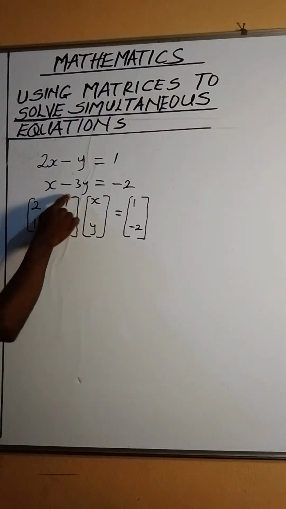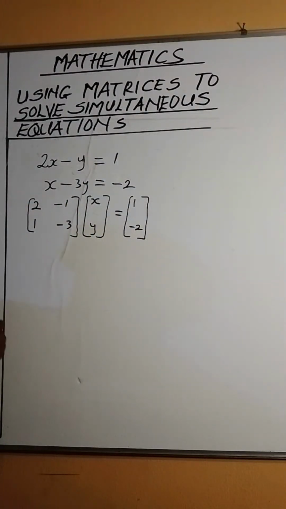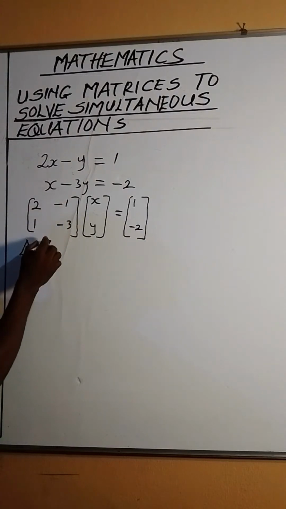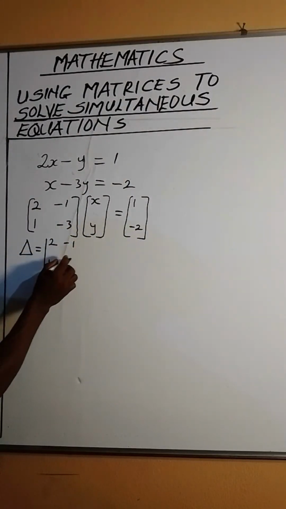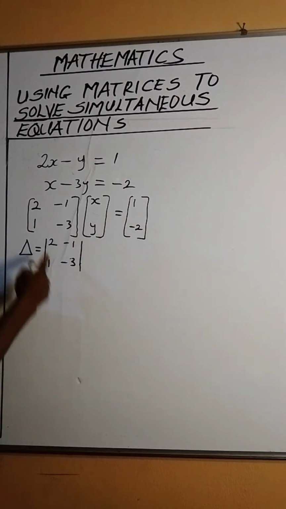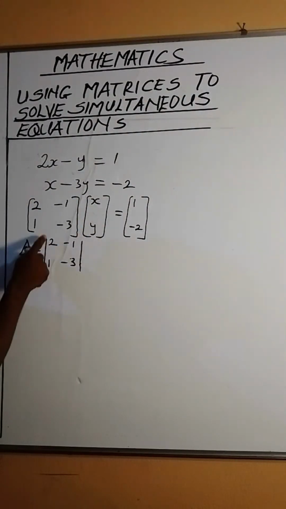Now, this is how we are going to do it. We are going to find the determinant of this matrix first. This is the main matrix. We denote it with delta, which represents determinant. So delta is equal to 2, 1, -1, and -3. Please take note of the difference between this line and these ones. These ones represent brackets, while this line represents determinants.